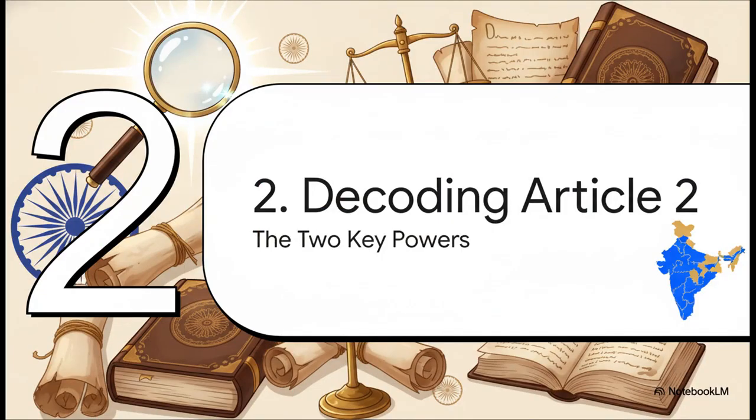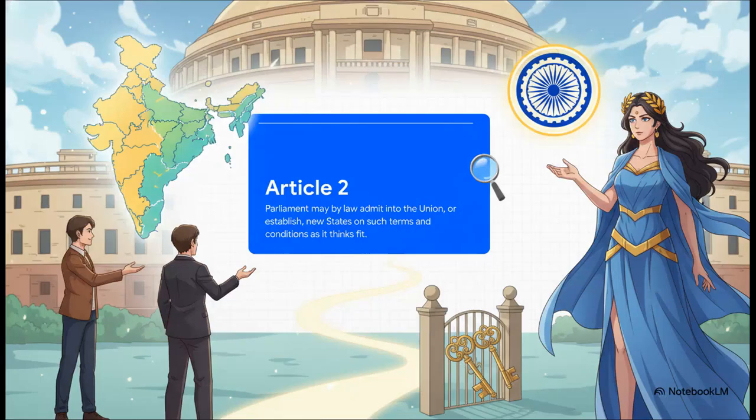All right, let's put the text itself under the microscope. To really get a handle on this kind of power, you have to look at the exact words the framers chose. Every word matters. And here it is. Parliament may by law admit into the Union or establish new states on such terms and conditions as it thinks fit. Now, right away, two key actions should jump out at you: admit and establish. And pay very close attention to that last little bit, on such terms and conditions as it thinks fit. Whoa, that's a lot of power.